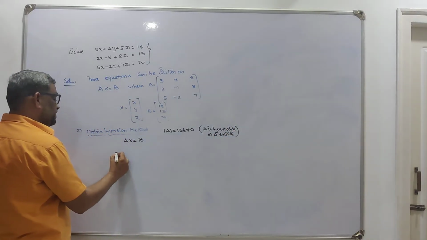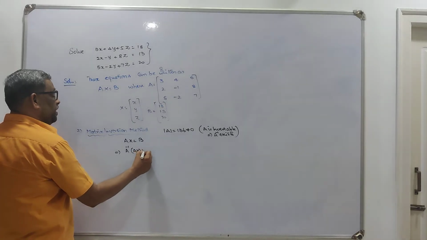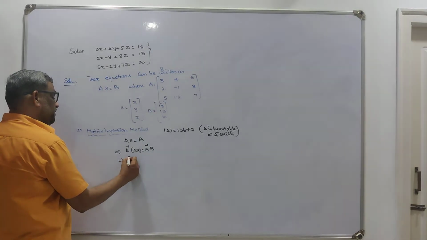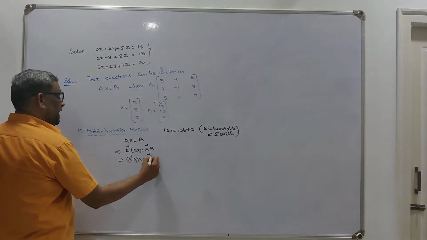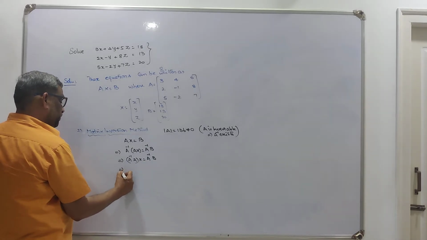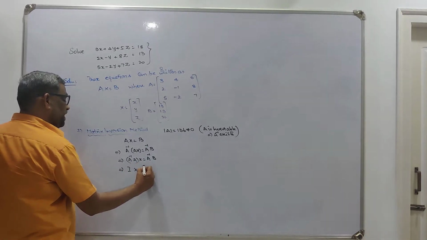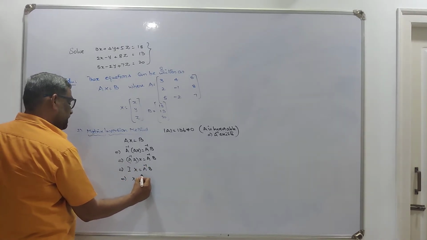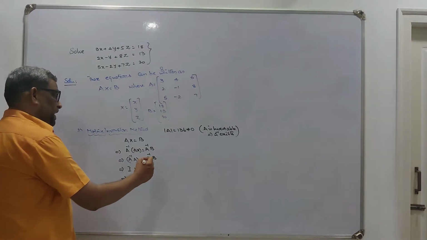Then multiplying by A inverse, A inverse of Ax is equal to A inverse B. This is A inverse A into x equals A inverse B. So this is I, Ix is equal to A inverse B, so x is equal to A inverse B. First of all, let us find out A inverse.